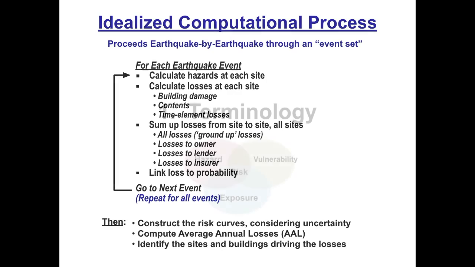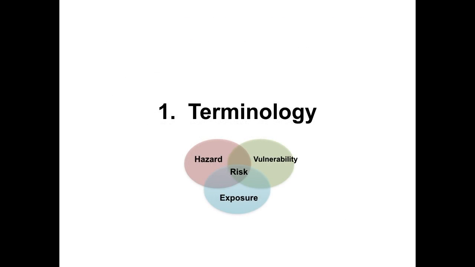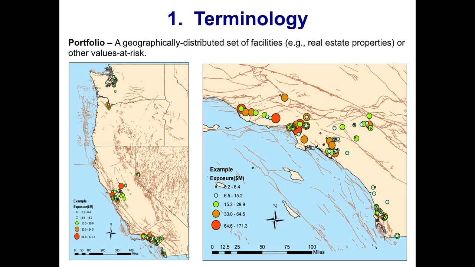Next, we can discuss the terminology that's involved. First thing is portfolio. A portfolio is a geographically distributed set of facilities. Usually they're real estate properties or buildings. They may be other values at risk as well.